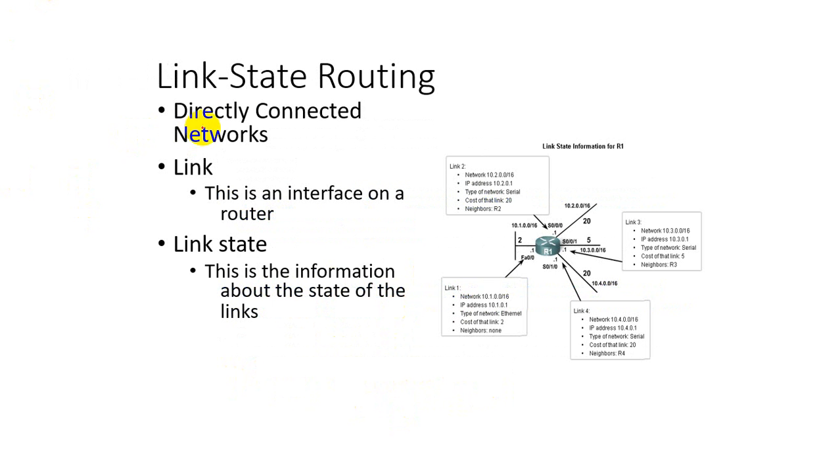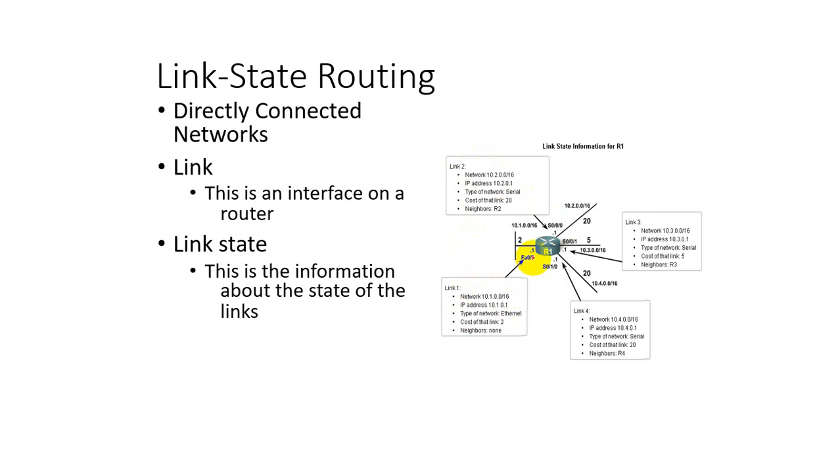If we look further at the directly connected networks, for example R1 and its link, let's suppose serial interface 0/0, it would have a link state of the network: what network it has, what its IP addresses are, what type of network it is, whether serial or point to point, the cost of the link, and what its neighbor is. Let's suppose R1 has neighbor R2 connected to serial 0/0, then it will make its link state. Similarly, we can find the link state of R1 for link 1.